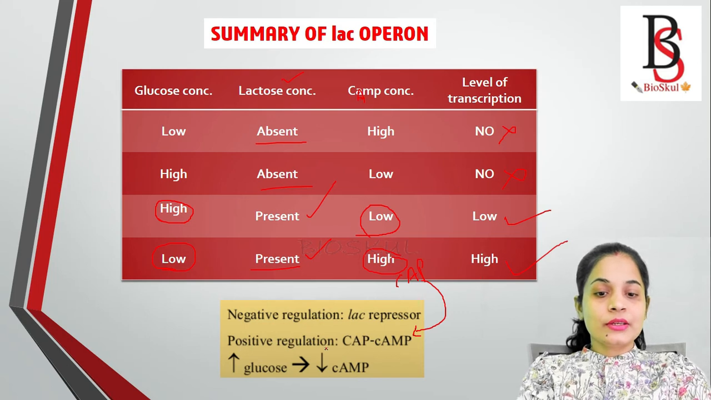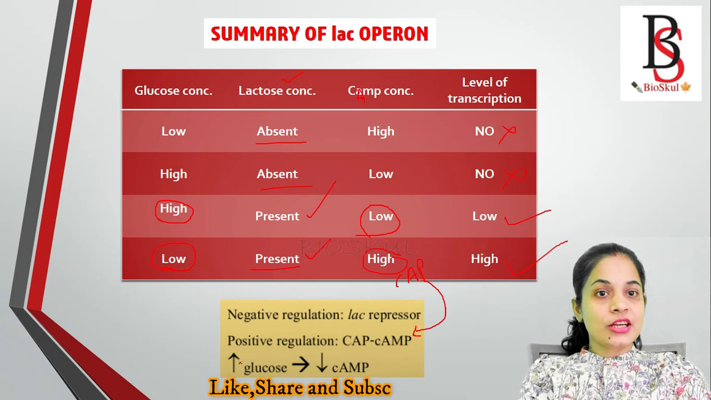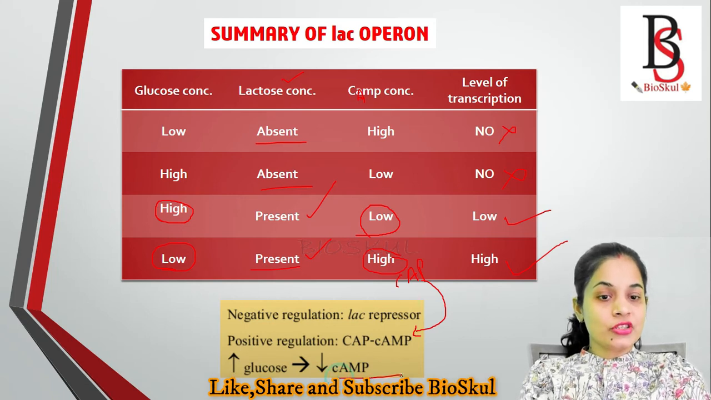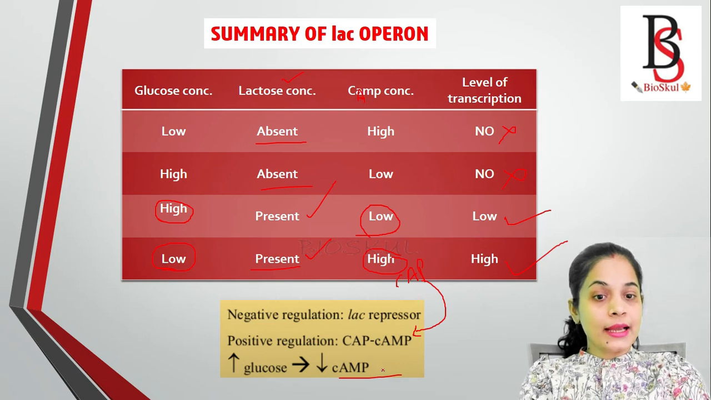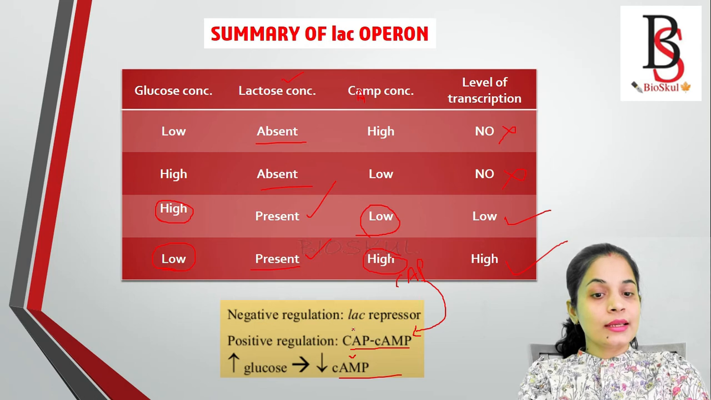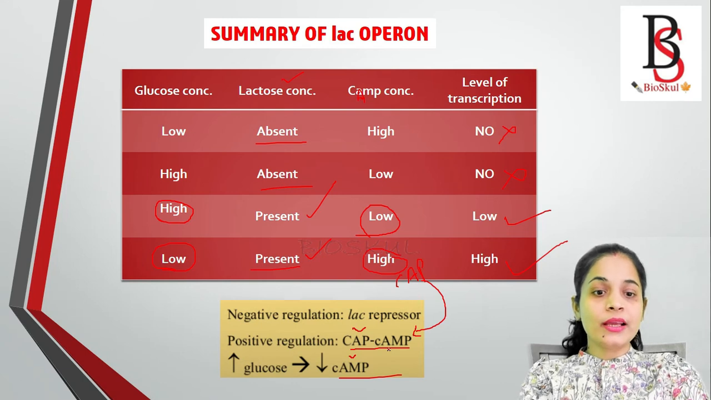So in the positive regulation, you have to remember this point: when the glucose concentration is high, then the cyclic AMP concentration will be low. If the cyclic AMP concentration is low, then it cannot form the CAP-cAMP complex. Then it cannot form a complex with CAP protein. If the glucose concentration is low, then the cyclic AMP concentration will be high. Then it will form a complex with the CAP protein, and this active CAP protein will enhance the rate of transcription, or the rate of transcription will be high.